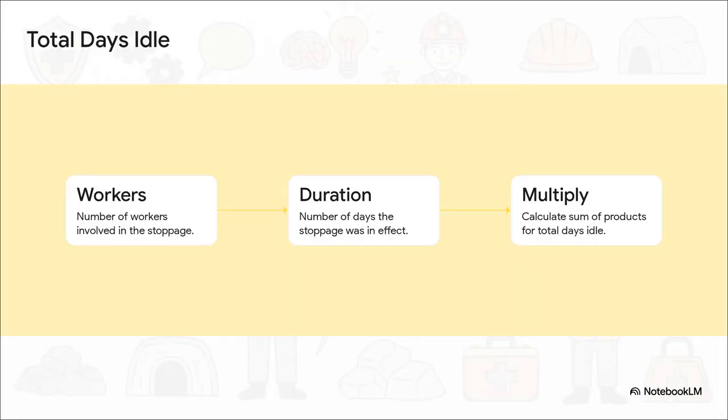To turn these messy, complex disputes into a clean, trackable metric, we use a super simple three-step formula to calculate what's called total days idle. You literally just take the number of workers involved and multiply it by the duration of the stoppage in days. So if 1,000 workers strike for 5 days, boom, that's 5,000 total days idle. It's an incredibly powerful number for understanding just how much productivity went out the window.